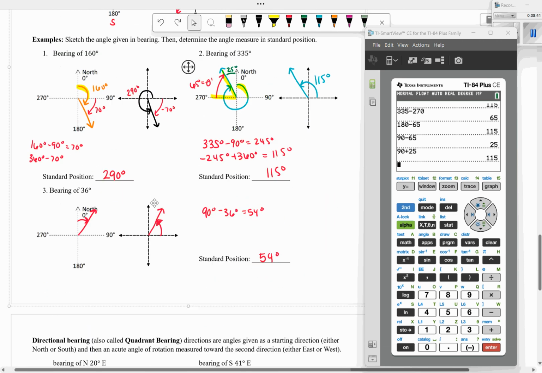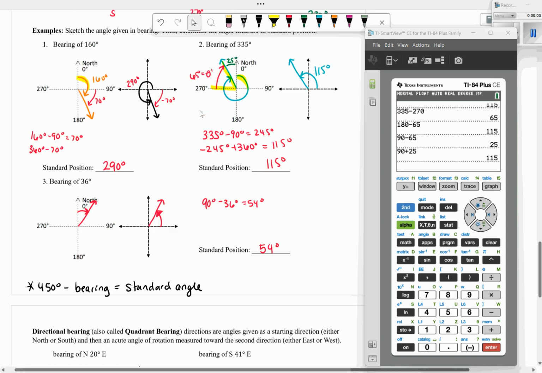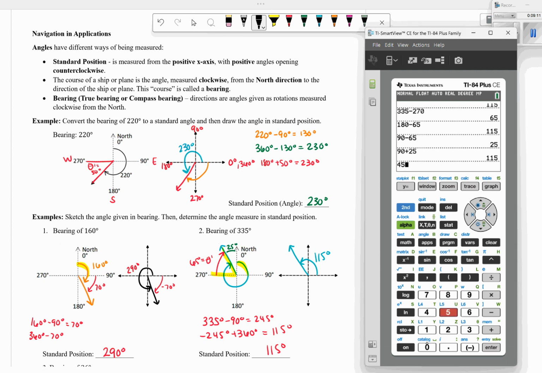And so here's a little trick. You could do 450 degrees minus the bearing to get the standard angle. And again, you don't need to do that in the first quadrant. If you're given an acute angle, it's just 90 minus that. But if it's in the other quadrants, so just to show you up here, we first subtracted the 90 and then we did the coterminal angle. So if I take 450 and subtract 220, notice I get 230.